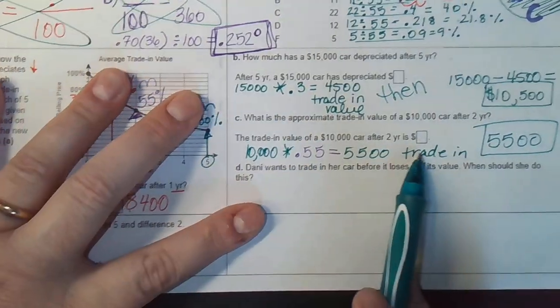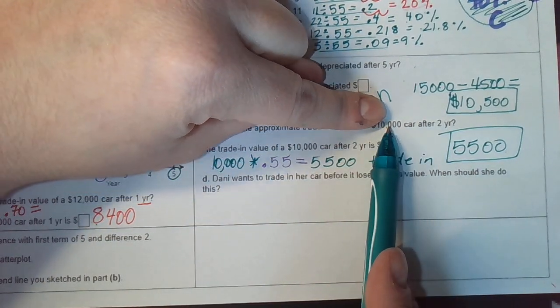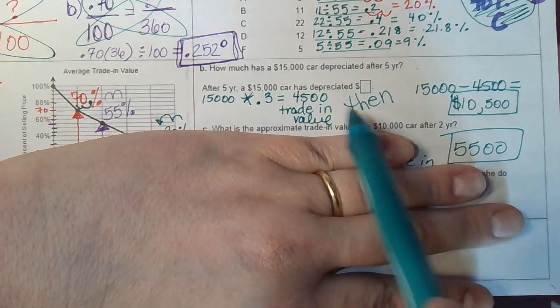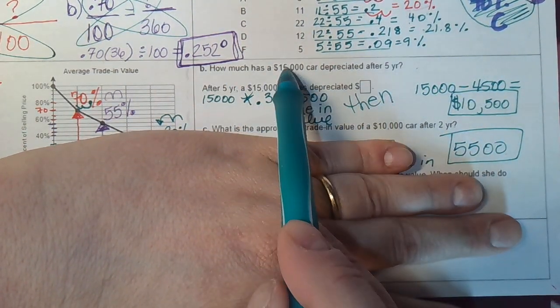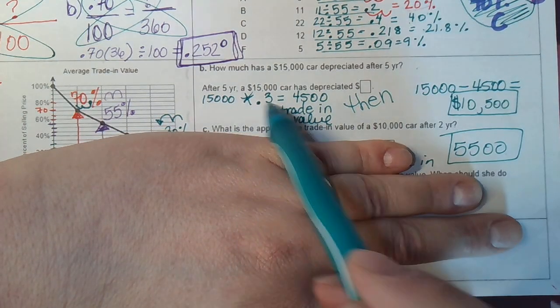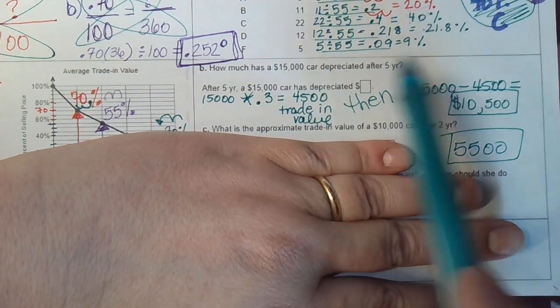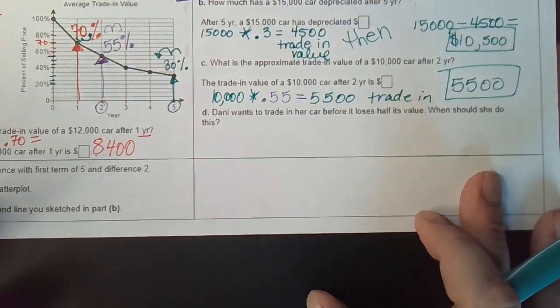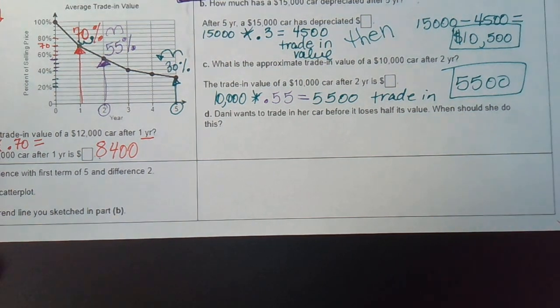If it would have said depreciate, I would have taken that number I started with, 10,000, and I would subtract the trade-in. Kind of like on part B, it said depreciate. So I took the number I started with, 15,000, and I subtracted that trade-in value. So that's what I do if it says depreciate. You gotta subtract. Okay, part D, it says Danny wants to trade in her car before it loses half its value. When should she do this?